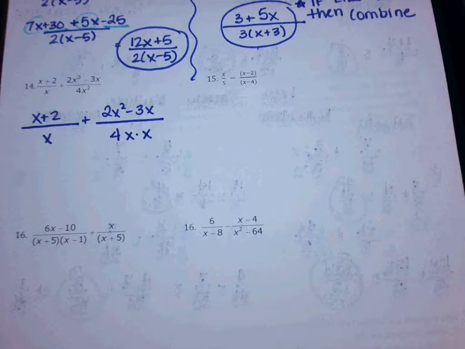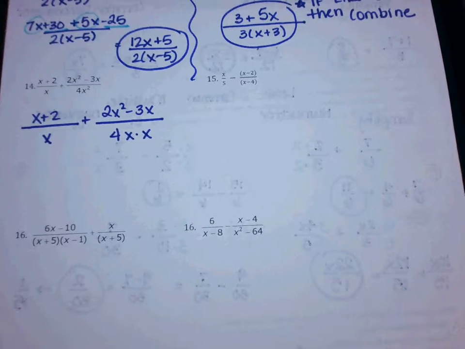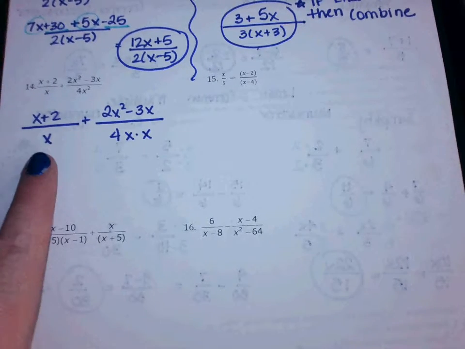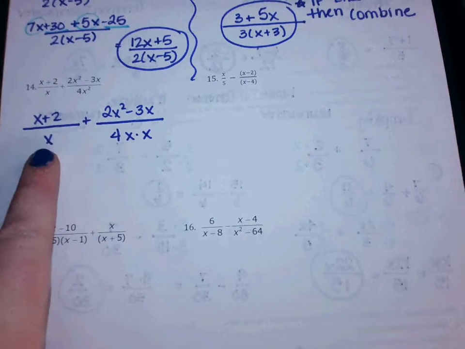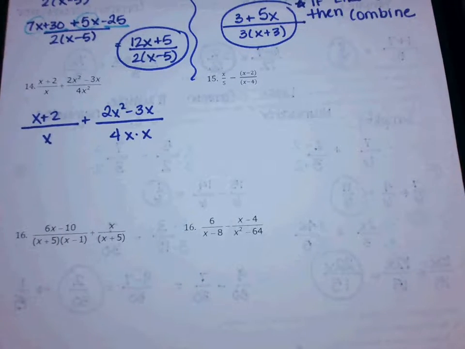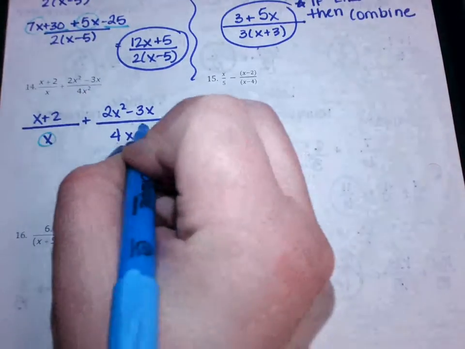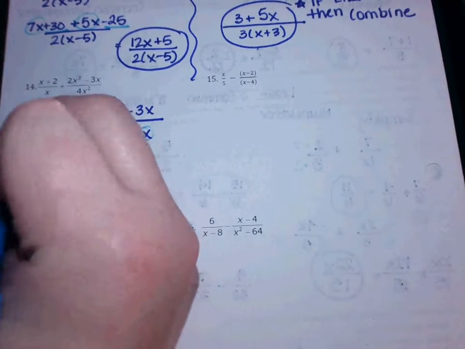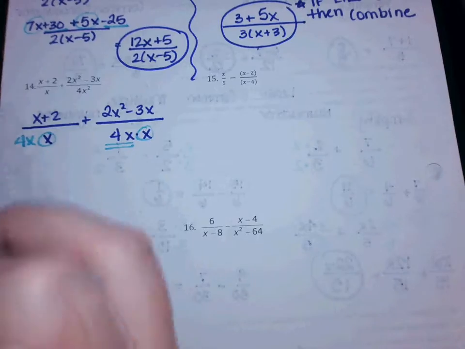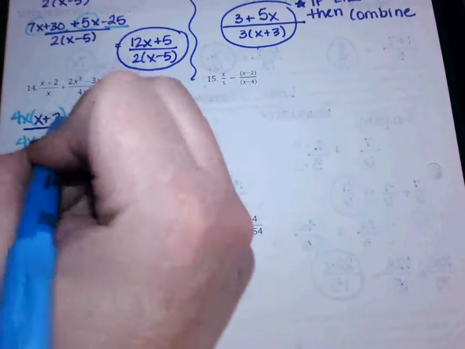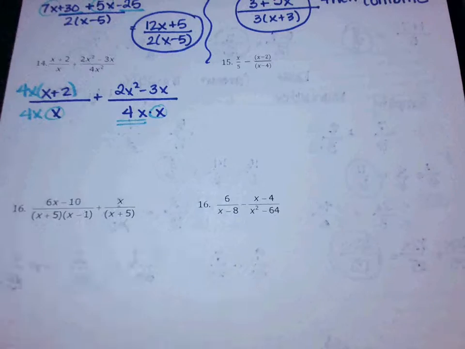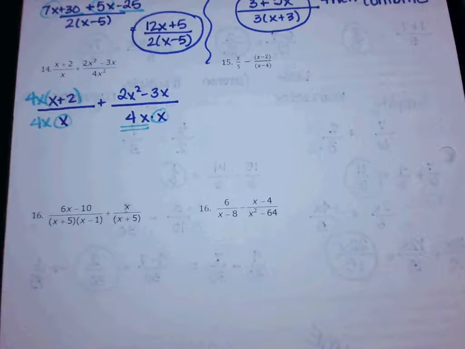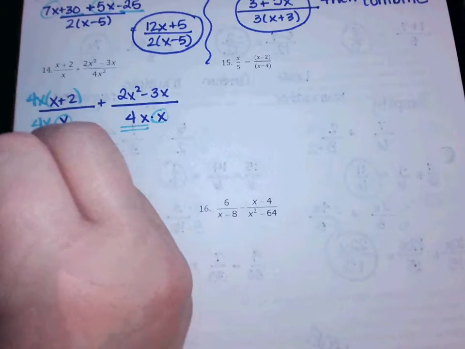Okay, looking at the two bottoms, one of them is missing something. They both have 1x, but what does this first fraction need so that it can match? It needs another 4x. Okay, so these are already in common, but I have to put this on the other fraction. And when I put it on the bottom, I have to also put it on the top. Okay? So now look at your denominators. Do they match each other? Okay, then we can combine into one big fraction.